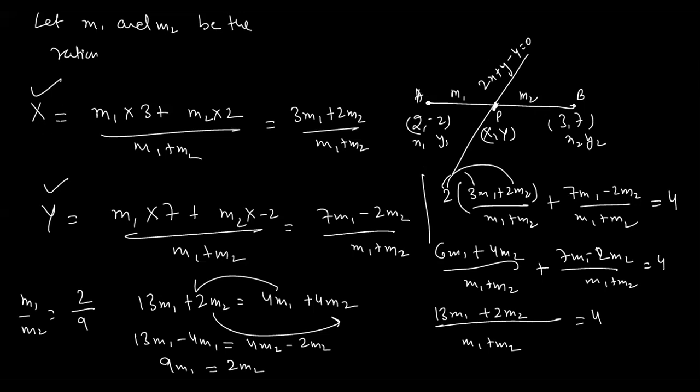So here you can assume capital X would be equal to m1 x2 plus m2 x1 upon m1 plus m2. Here x1 and x2 are this 3 and 2. You have to write here like this way, and similarly for y, m1 times y2, which is 7, plus m2 times minus 2, upon m1 plus m2. So this is the value of x and y.